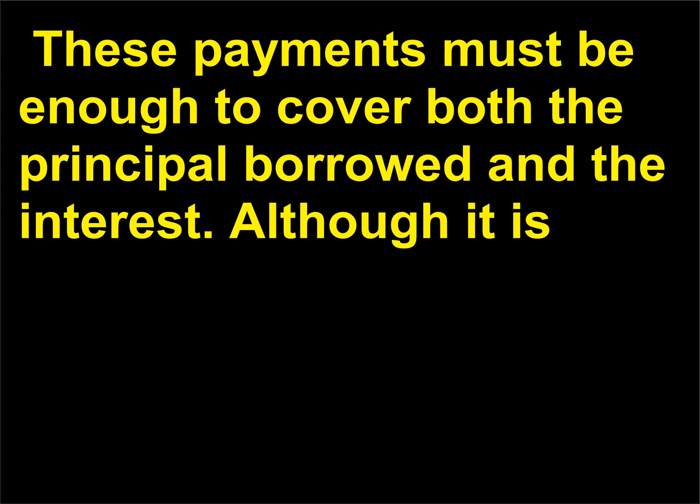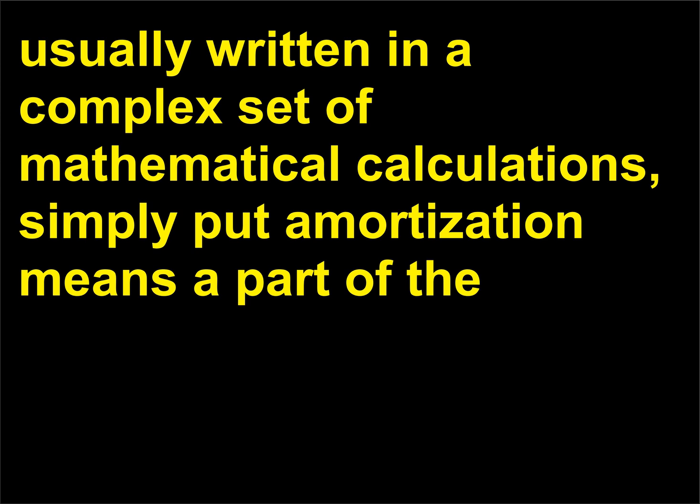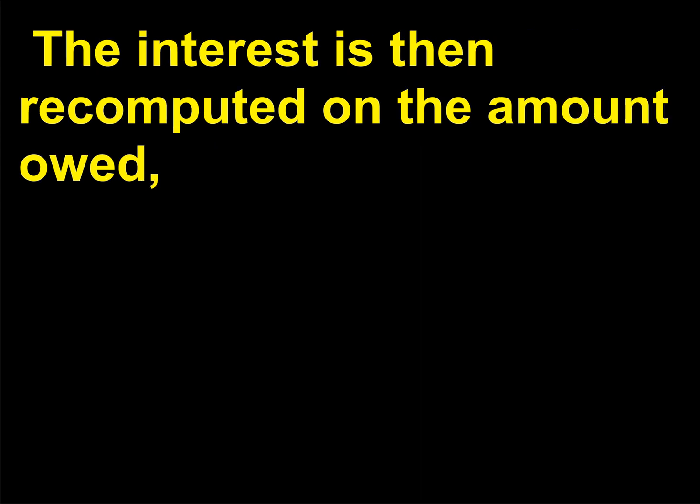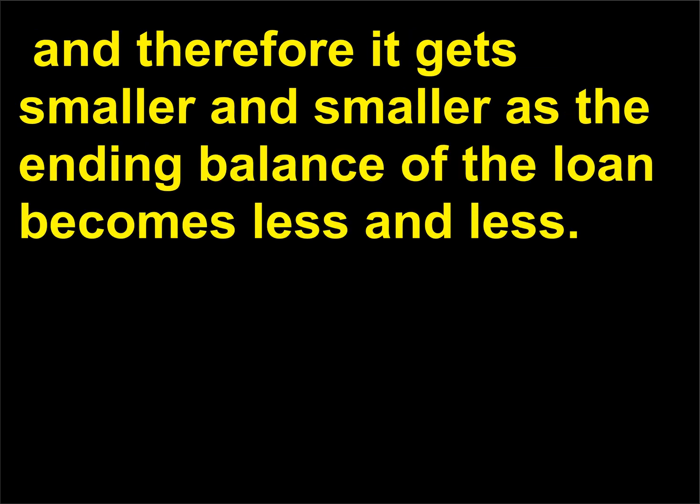Although it is usually written in a complex set of mathematical calculations, simply put, amortization means a part of the payment goes toward the interest cost and the remainder goes toward the principal, or the amount borrowed. The interest is then recomputed on the amount owed, and therefore it gets smaller and smaller as the ending balance of the loan becomes less and less.